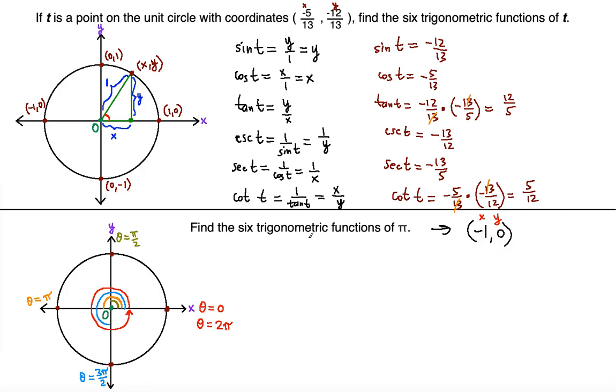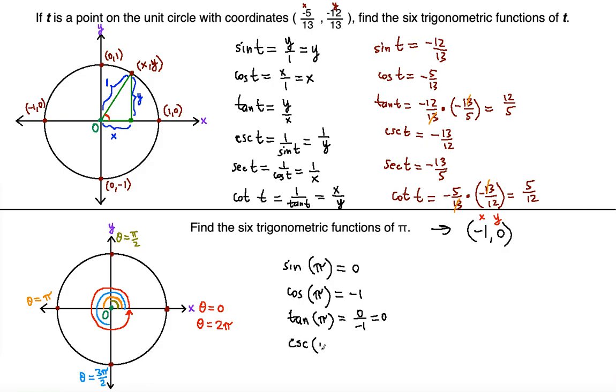So now what are we going to need? We know that sine of pi. Now, let's use that again. So sine of t was equal to y over 1, so that was equal to y. What is the y value? 0, right? Based on what we have here, so it's 0. Cosine of pi is going to be what? Is going to be x. What is the x? -1. Tangent of pi is going to be what? Y divided by the x. Y divided by the x is 0 divided by -1. 0 over -1, which is 0.